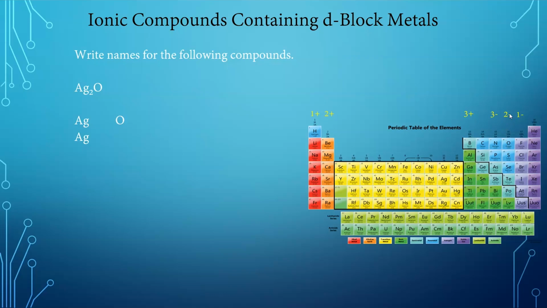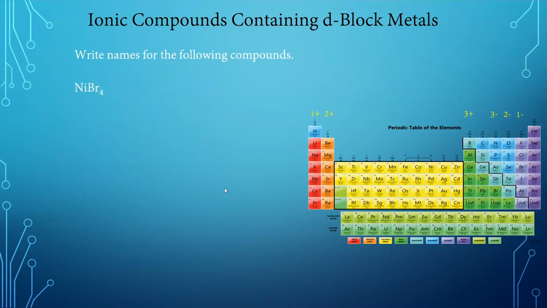Oxygen, of course, is in group 6, therefore it's going to have a -2 charge. To balance that out, each silver ion would have to have a +1 charge. If we check our totals here, of course, we get 2 pluses and 2 minuses. As long as the charges are balanced, we should be good. And so the name of the compound is simply silver 1 oxide. Again, the 1 refers to the charge, not how many atoms there are. That's a common mistake students make.